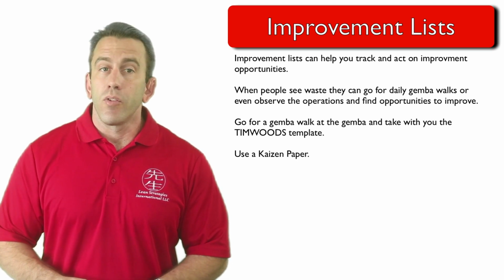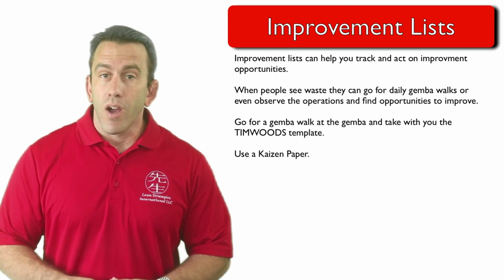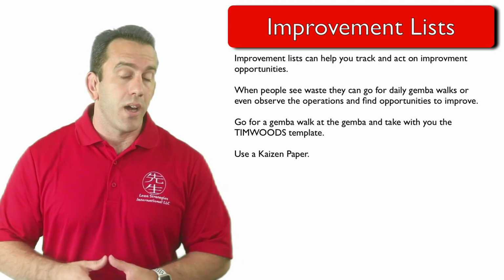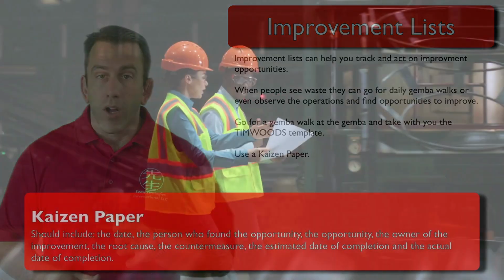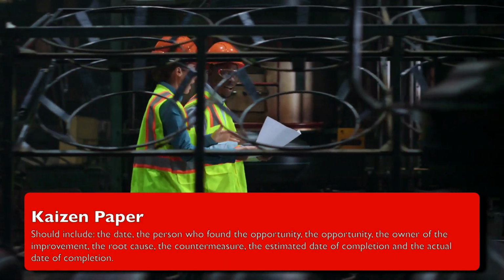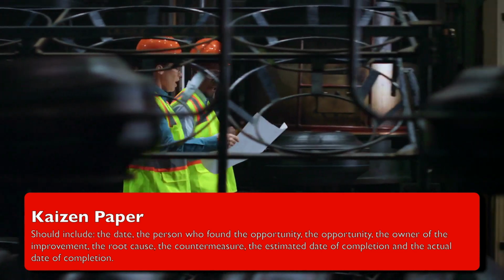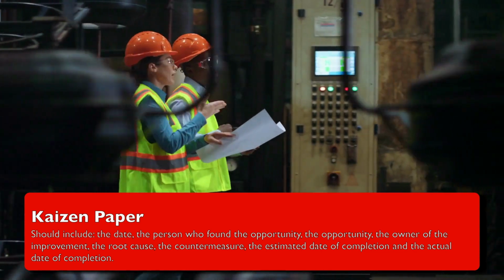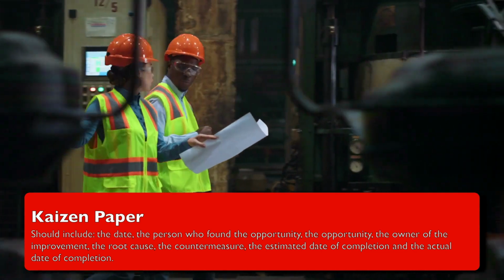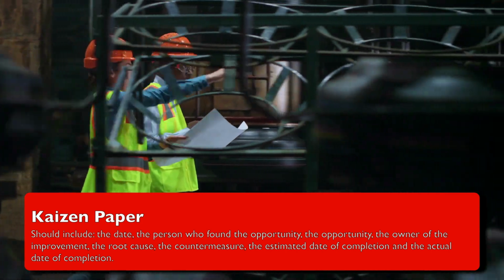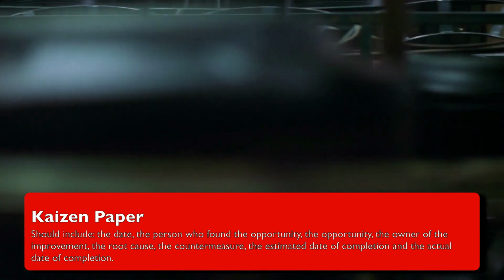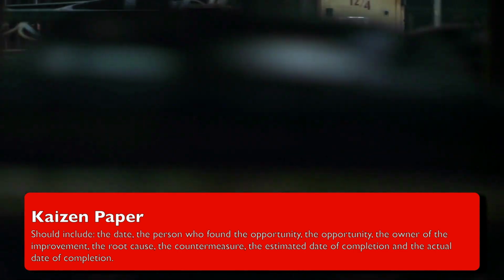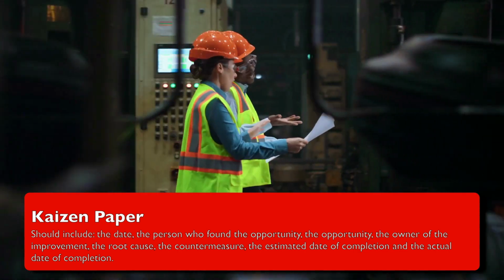Another option is to take the opportunities you discover and transfer them to a Kaizen paper. Your Kaizen paper can include the date, the person who found the opportunity, the owner of the improvement, the root cause, the countermeasure, the estimated date of completion, and the actual date of completion.